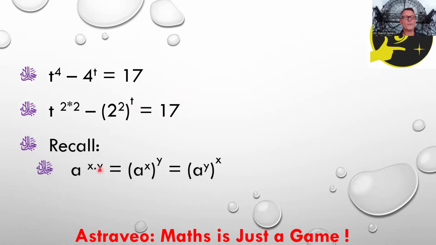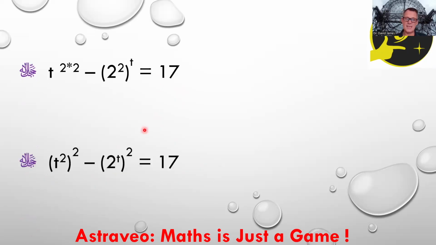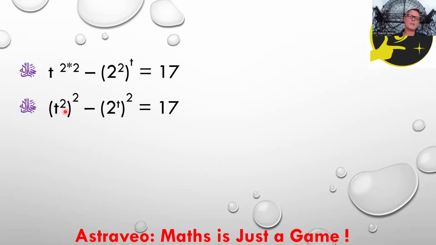Don't forget, if you have some number a to the power x to the power y, due to the law of indices you can swap these out. a to the x to the y can become a to the y to the x. So we're going to use that here in this expression. We're going to swap the 2 and the t's. So instead of it being 2 to the power 2 to the t, we're going to make it 2 to the t squared. And that's really useful now, because as before we had t squared squared, I'm going to write that as t squared squared minus 2 to the t squared equals 17.